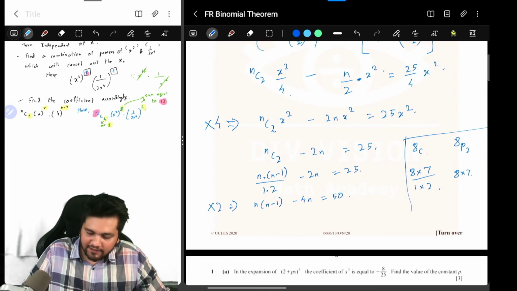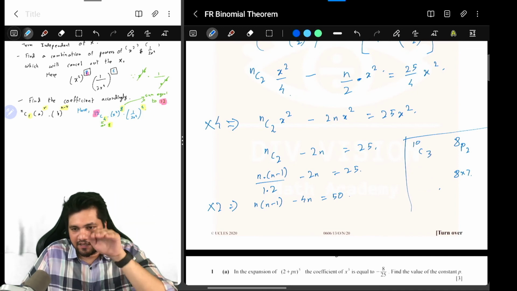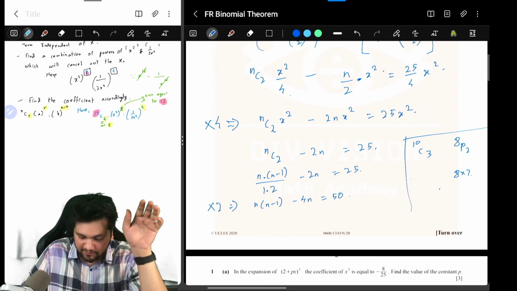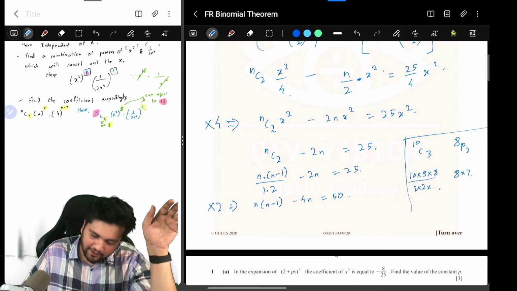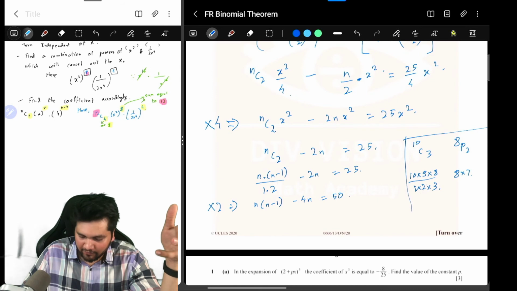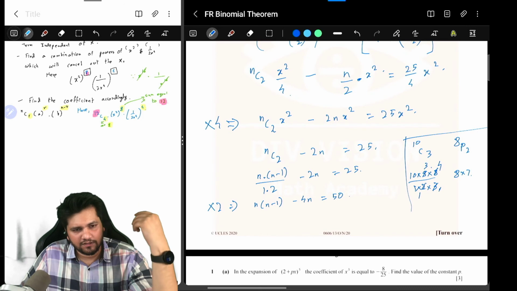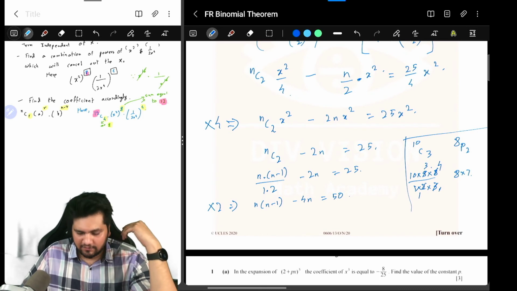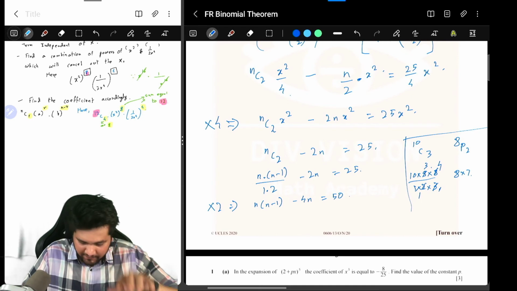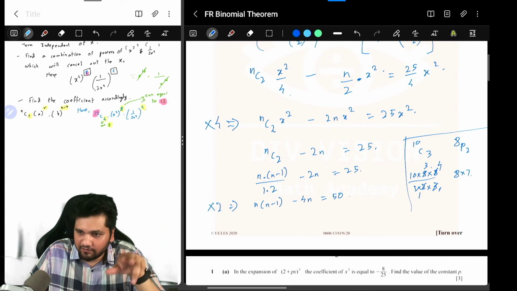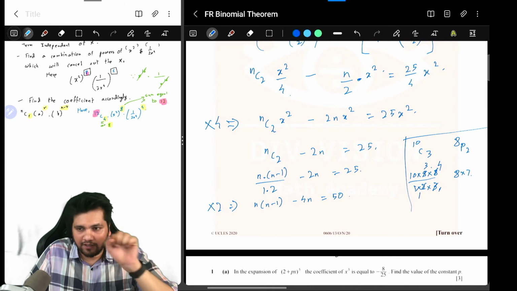If I talk about 10C3, it will take 3 steps down and 3 steps up. So it will be 10 into 9 into 8 upon 1 into 2 into 3. And always, this will be simplified: 2 and 1, this is 4, 3 and 1, this is the answer. Obviously I have taught you this thing, such a good shortcut. And what is this formula? n multiplied by n minus 1 upon 1 into 2, because again 2 steps down, so n minus 1, 2 steps up, 1 into 2, like that.